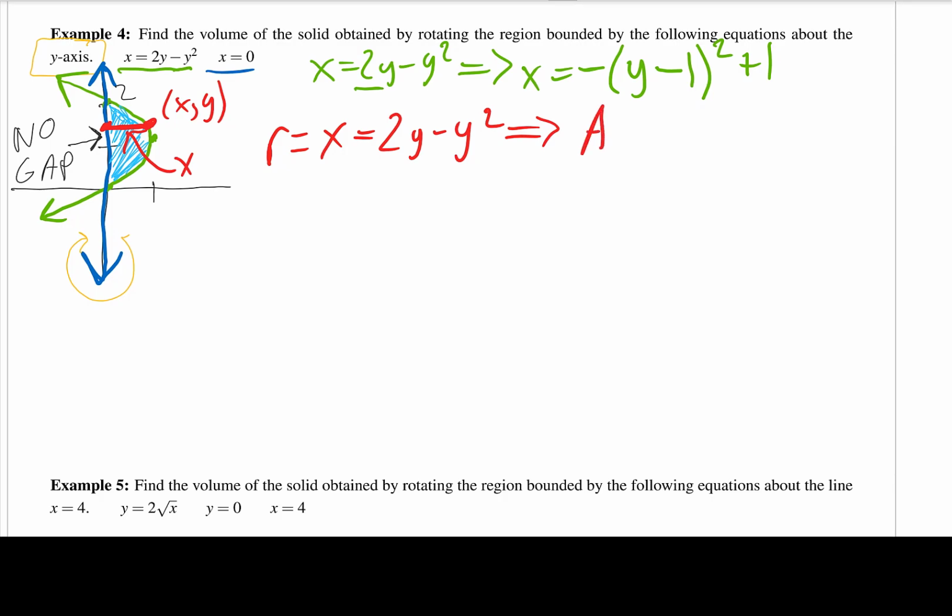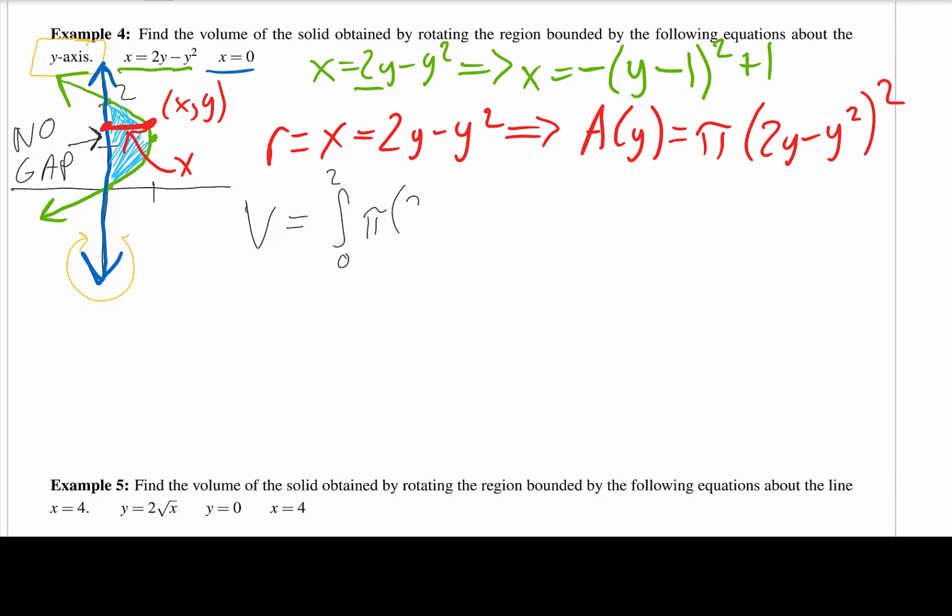So this means that A of y, our area, is going to be pi r squared. So this is going to be pi times (2y minus y squared) squared. Okay, so V equals our integral from 0 to 2 of A of y. So this is pi times (2y minus y squared) squared dy. There's actually a couple different things we can do here.